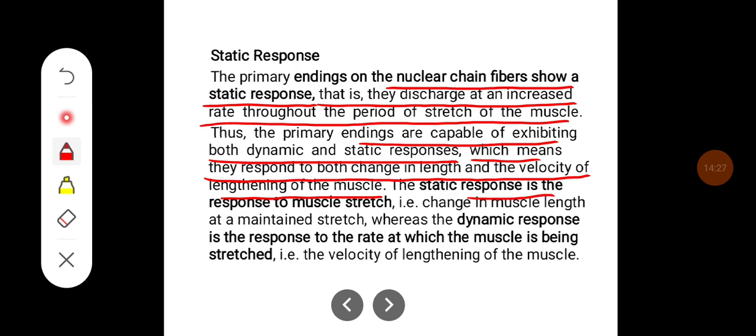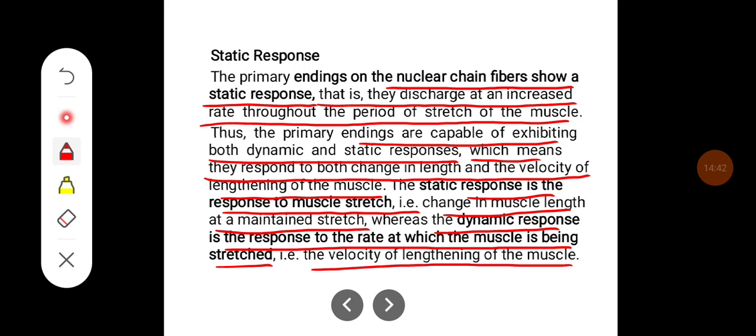The static response is the response to muscle stretch, that is change in the muscle length at maintained stretch, whereas the dynamic response is the response to the rate at which the muscle is being stretched, that is the velocity of the lengthening of the muscle.